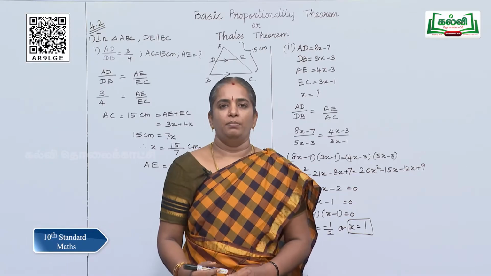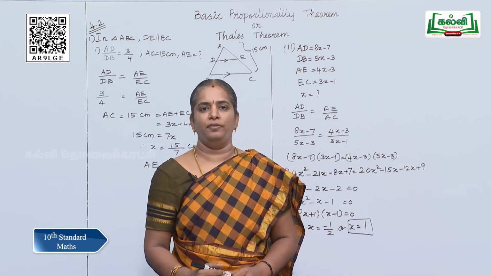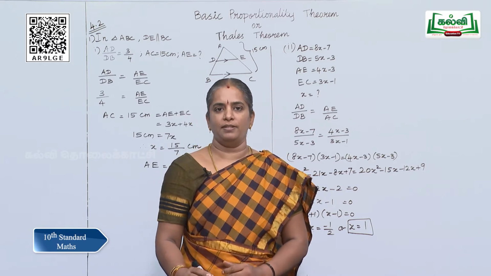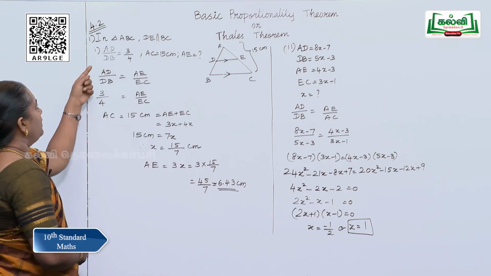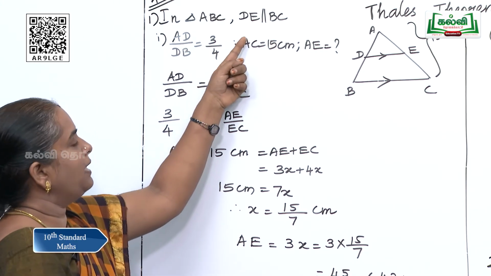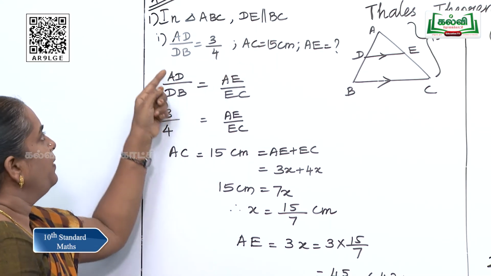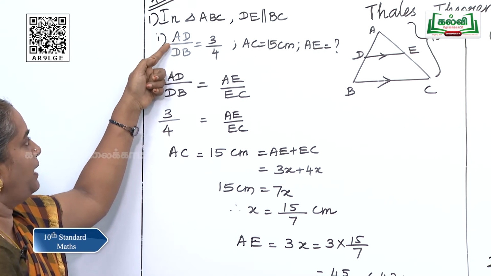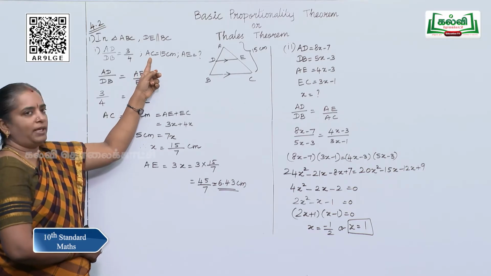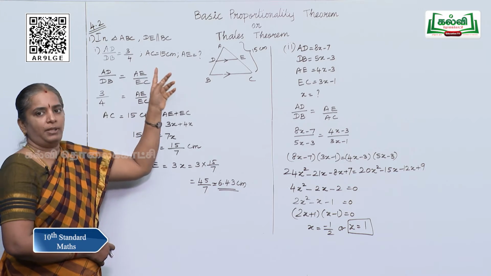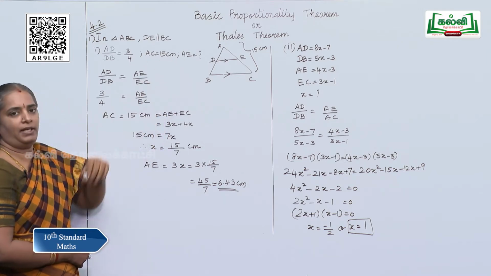Can you understand? Based on the basic proportionality theorem, we have a few sums in exercise 4.2. Let us see the first sum. Here in triangle ABC, DE is parallel to BC is given, and the ratio AD by DB is 3 by 4. One more thing is given, AC is 15 centimeter. We have to find the value of AE.